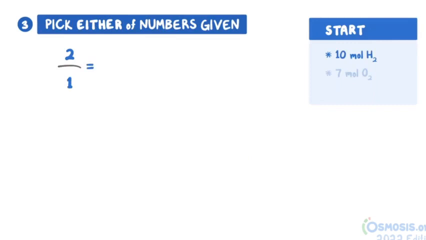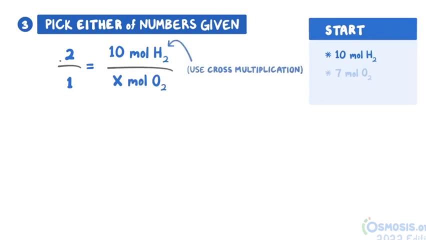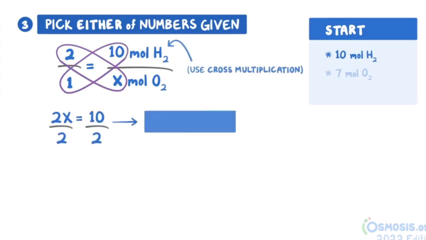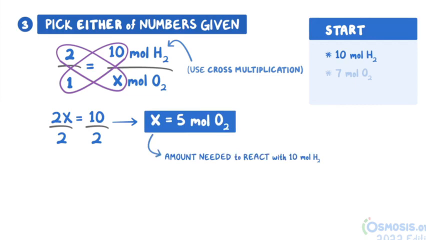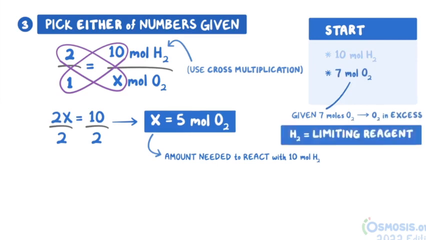We put that in the numerator of our mole ratio equation, and then put an x for the number of moles of oxygen. We can solve this equation using cross multiplication, which tells us that 2 times x is equal to 1 times 10. Solving this equation tells us that x is equal to 5 moles of oxygen. This is the amount of oxygen needed to react with 10 moles of hydrogen. But from our problem statement, we know that we are given 7 moles of oxygen. Since 7 is greater than 5, we know that oxygen is the reagent in excess in this reaction. In other words, we have more oxygen than we need. This makes hydrogen our limiting reagent.